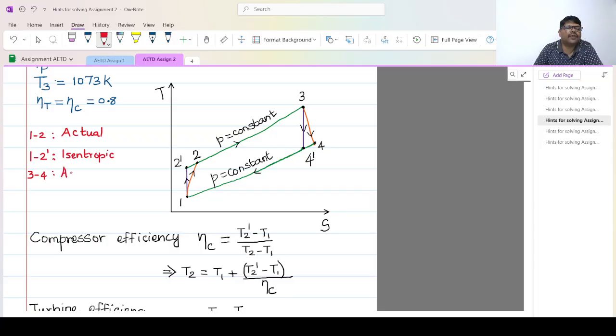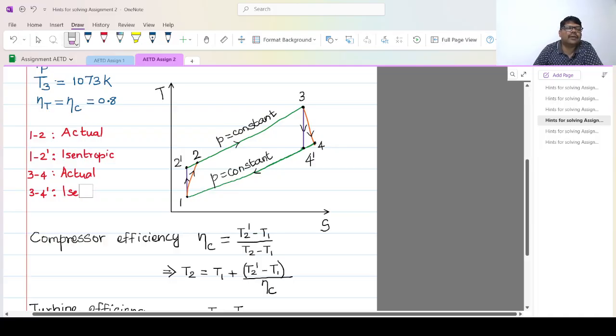Because if you look at the data given, earlier we wrote down the given data. So we wrote two terms, eta T and eta C. What are those terms? Those are the efficiencies of turbine and compressor. Am I right? Right. So let me complete this. 3 to 4 dash is representing the isentropic expansion process.